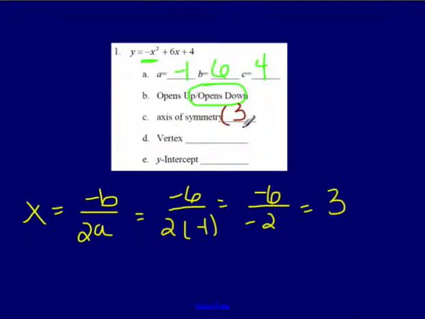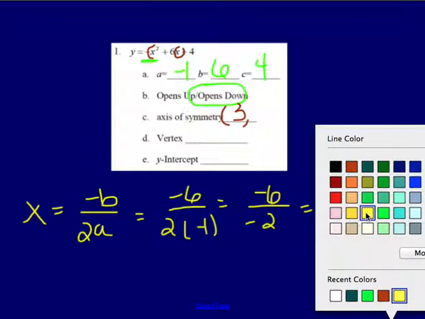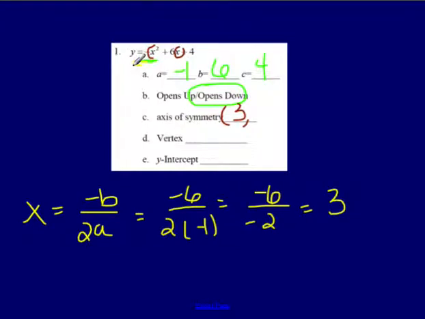Now I need to find the y-coordinate of my vertex. So to find the y-coordinate, I'm going to plug in 3 for x. Now here's the tricky part. That negative sign is on the outside of the x, so that means it needs to be on the outside of my squared term. So when I put in a number for x, I only take out the x and I put in parenthesis 3. So I'm taking out the x and putting in parenthesis 3.